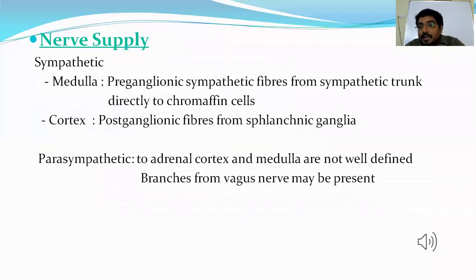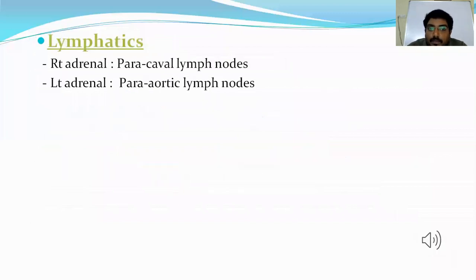The nerve supply is of two types: sympathetic and parasympathetic. The lymphatics: the right adrenal is related to the paracaval lymph nodes, and the left adrenal to the para-aortic lymph nodes.